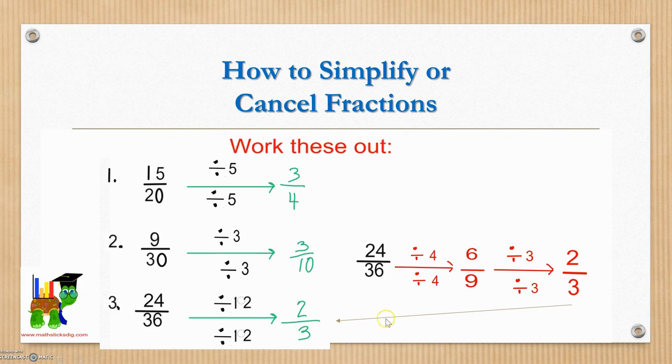So if you know the highest common factor, which goes into both numerator and denominator, you go for it, because it will make calculations much simpler.